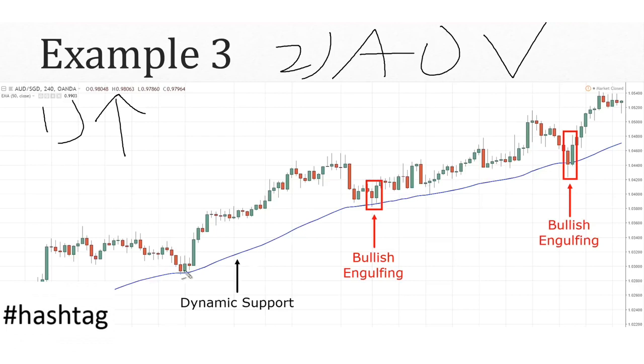Second thing, area of value. Do we have an area of value to trade from? Well, seems like it, right? Because the price has been respecting the 50 MA here, here, here, and here.